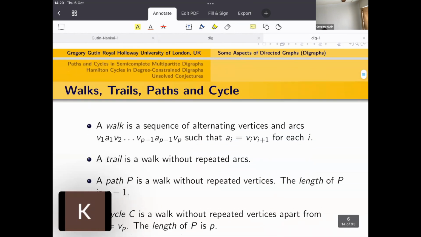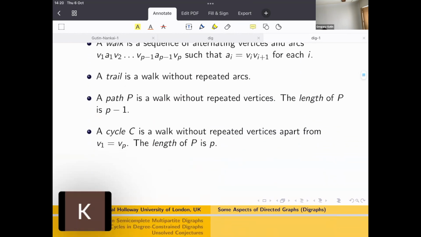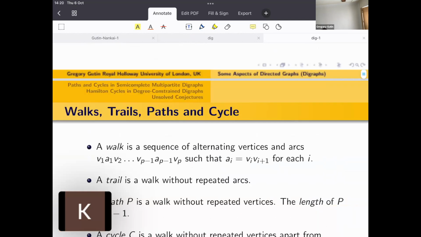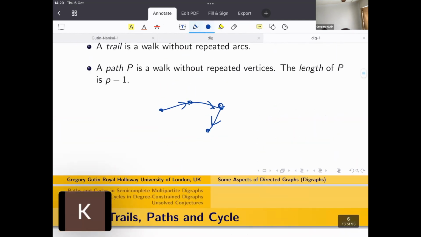And a cycle is a walk without repeated vertices apart from the first and last. So if you go here, we can add another arc and we get a cycle. This cycle is C4, so it's of length 4. But if we want to distinguish between this directed cycle and an undirected cycle, we put an arrow above it. That will distinguish the two.